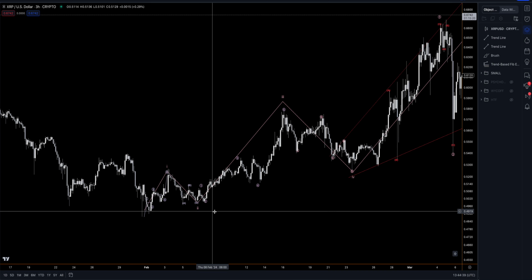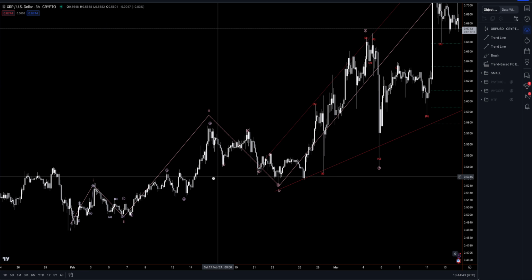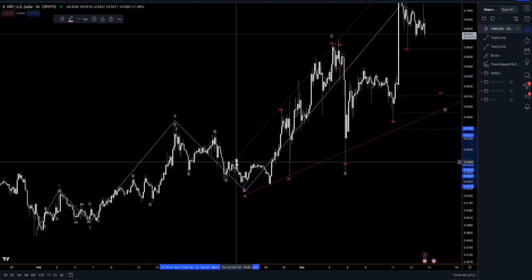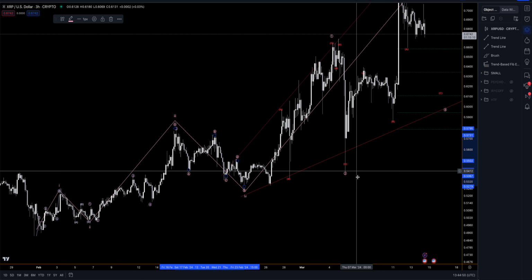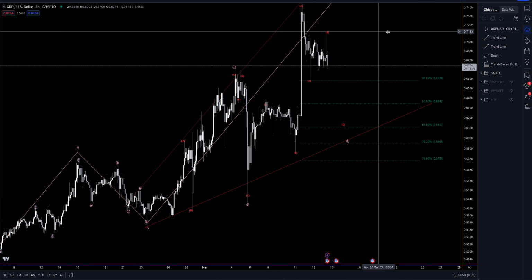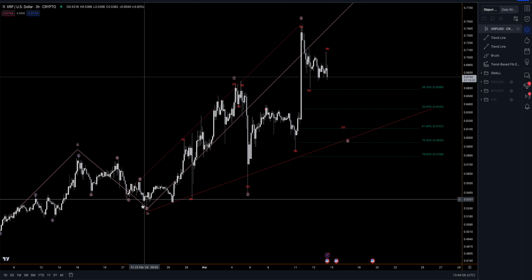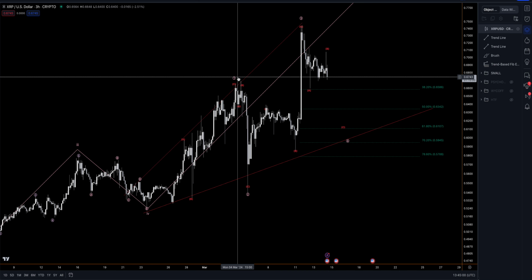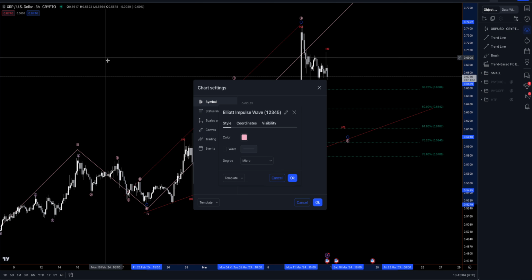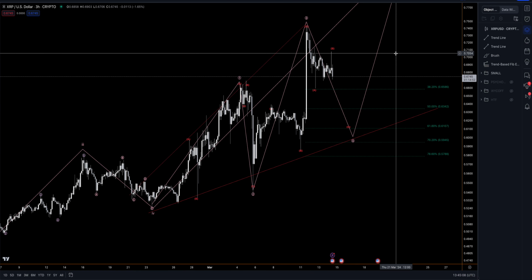You then have an ABC for your wave 2, another 5-wave move up for your wave 3. You have a falling wedge for your wave 4. Okay, now we're within our macro wave 1, okay? And then we have an ending diagonal for our 5th wave. Now you see how the waves are overlapping each other, and you're going to have an ABC within each of these waves here.